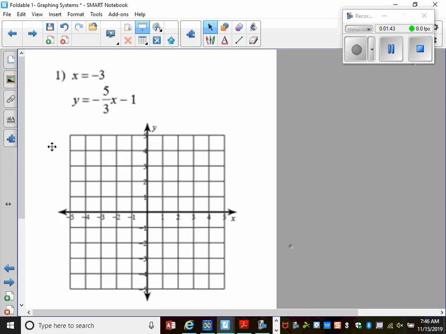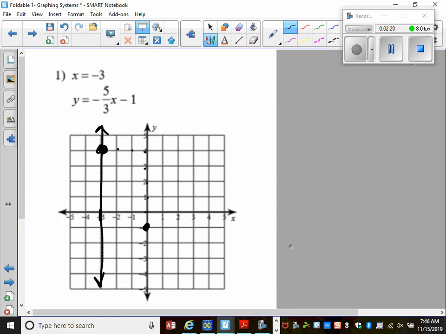So we're just going to graph it. Like I said, this will help us reinforce some graphing here. The first one is a vertical line. So you just simply go here where x equals -3, and you just draw a vertical line. Same thing for the second one. It's already in slope-intercept form. So you start at -1. Now I'm going to go up 5, and then I'm going to go to the left 3.